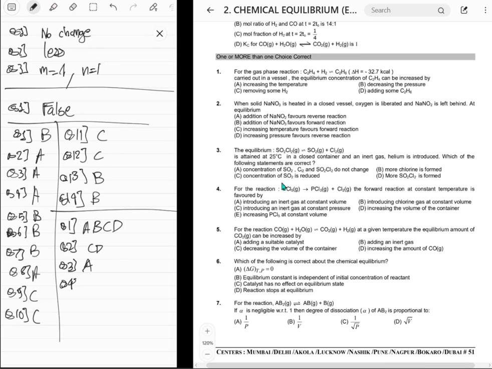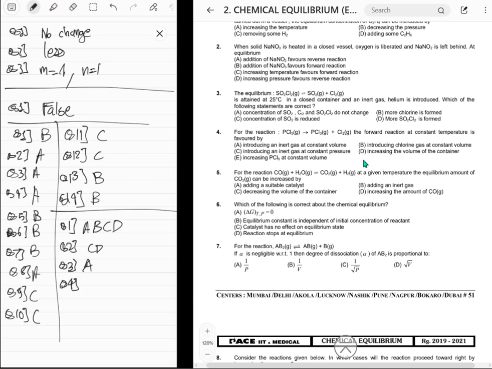Question number 4. For this reaction, the forward reaction at constant temperature is favored by. Decreasing pressure, of course, and what else? Increasing the volume of the container. Well, that is the same thing. It decreases the pressure. So D works. Why are there 5 options? I don't know. Introducing an inert gas at constant volume? No, that won't do anything. That won't change the pressure at all.